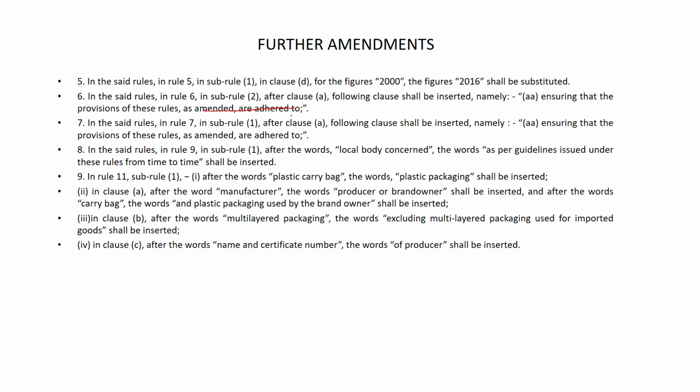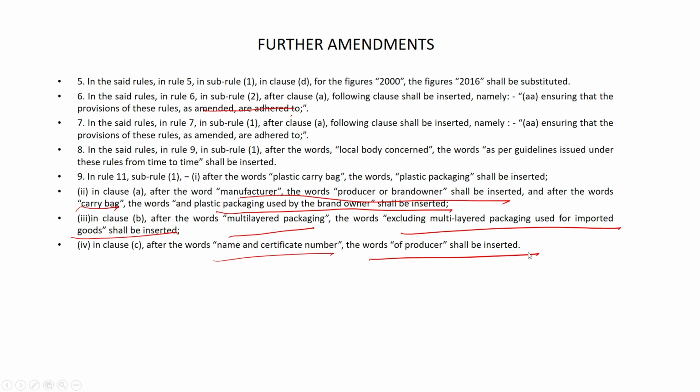After the words plastic carry bags, the words plastic packaging shall be inserted, and after the word manufacturer, the words producer or brand owners shall be inserted. After the word carry bag, the words plastic packaging used by brand owners shall be inserted. In Clause B, after the words multi-layered packaging, the words excluding multi-layered packaging used for imported goods shall be inserted, and after the words name and certificate number, the words of producer shall be inserted.